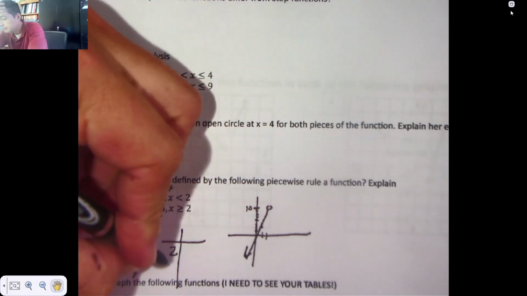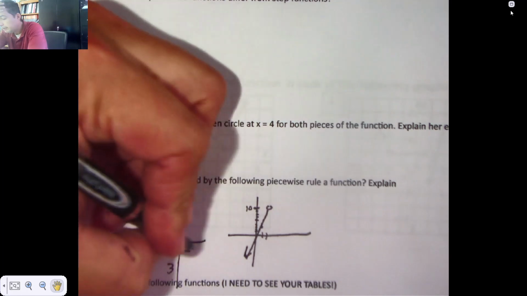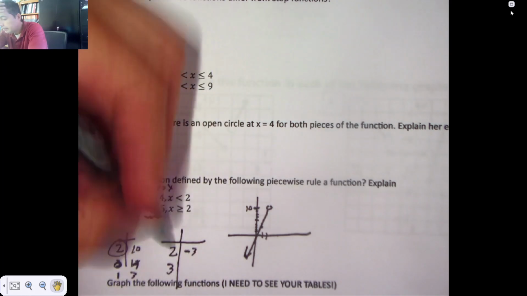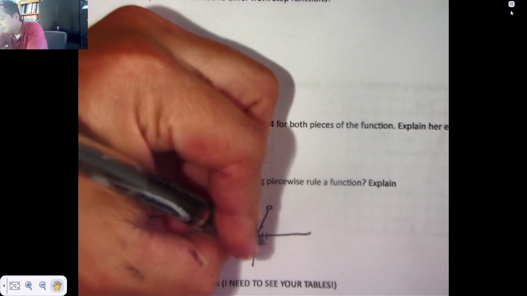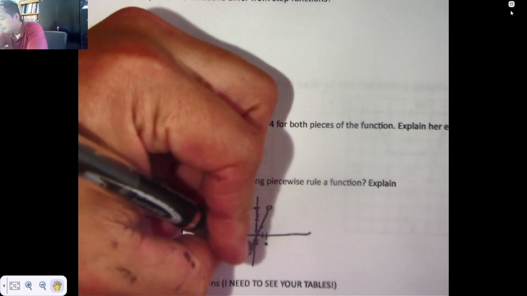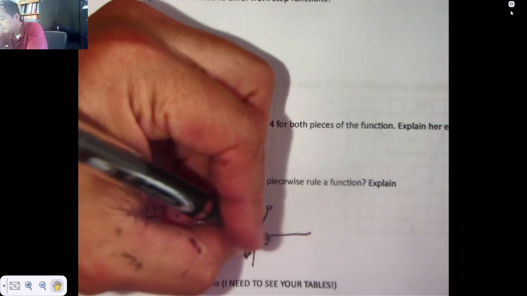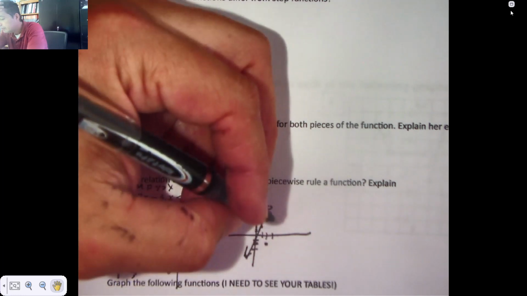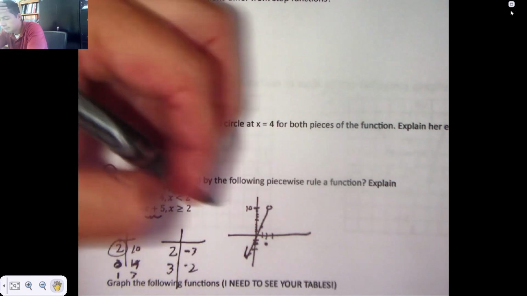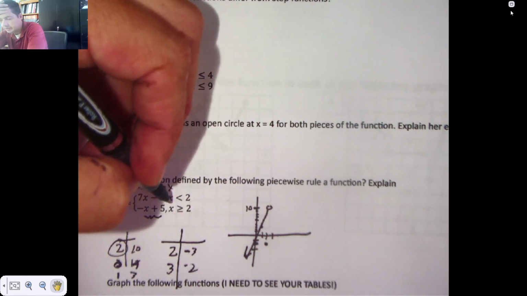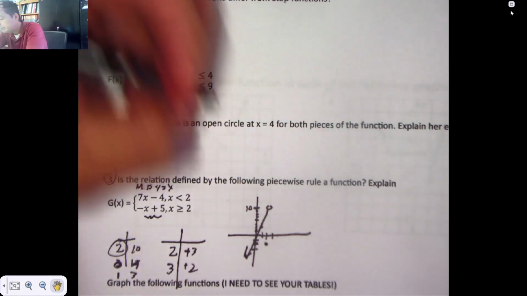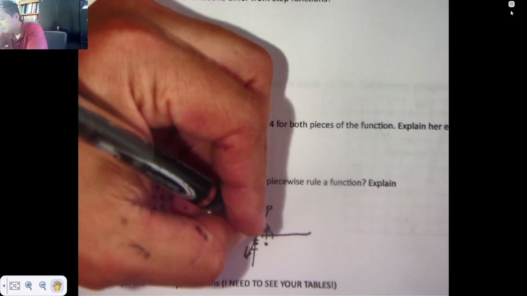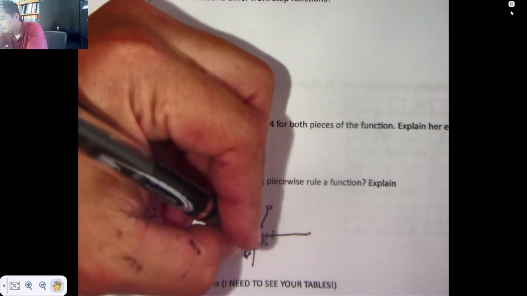Make my table. Plug in a 2, I get back a negative 3. And if I plug in a 3, I get back a negative 2. So 2, negative 3, 1, 2, 3. That's a solid hole. 3, negative 2. Boy, I'm tired. Plug in a 2, get back 3. Plug in a 3, get back 2. I should probably just stop while I'm ahead. Really should. And that goes like that forever and ever.